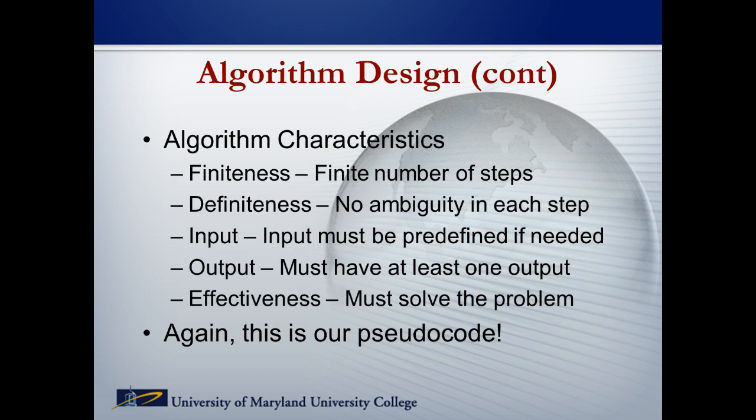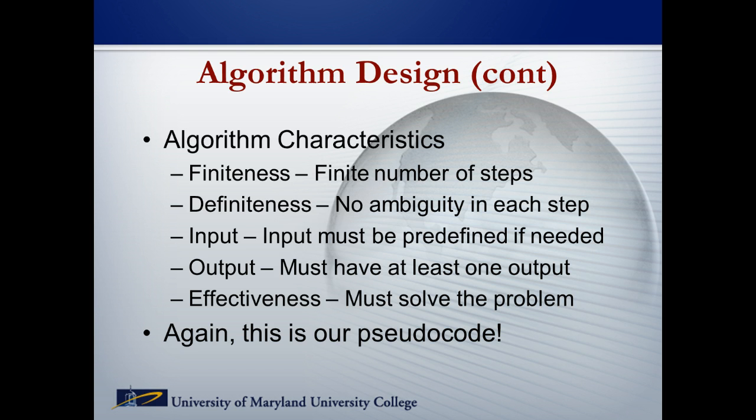Some of the characteristics that our reading discusses for algorithms is finiteness, which means that it has a finite number of steps, meaning that when you run that program, it has a maximum number of steps that it's going to perform. Now, it may perform fewer steps depending on some of the control structures that we use. For instance, if we use if-then-else statements, if it never even enters the if statement, then it's not going to do the then or the else.